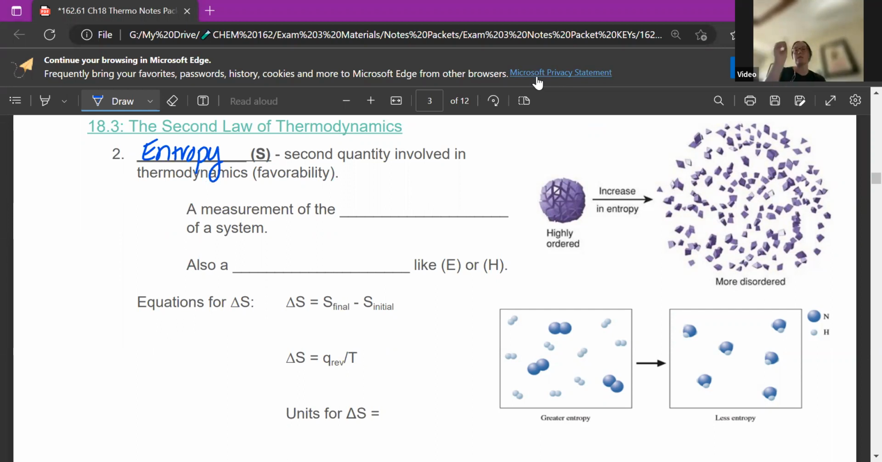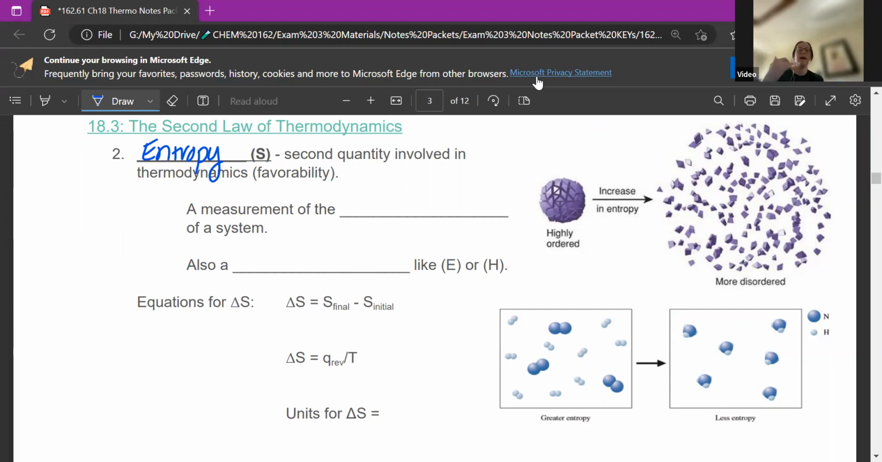So entropy is with an S. Enthalpy was heat. That's an H, delta H. Entropy is an S, or change in entropy is delta S. Those are the two main factors that play into things being spontaneous or not. Okay, so this is the second quantity involved in thermodynamics, or the favorability.